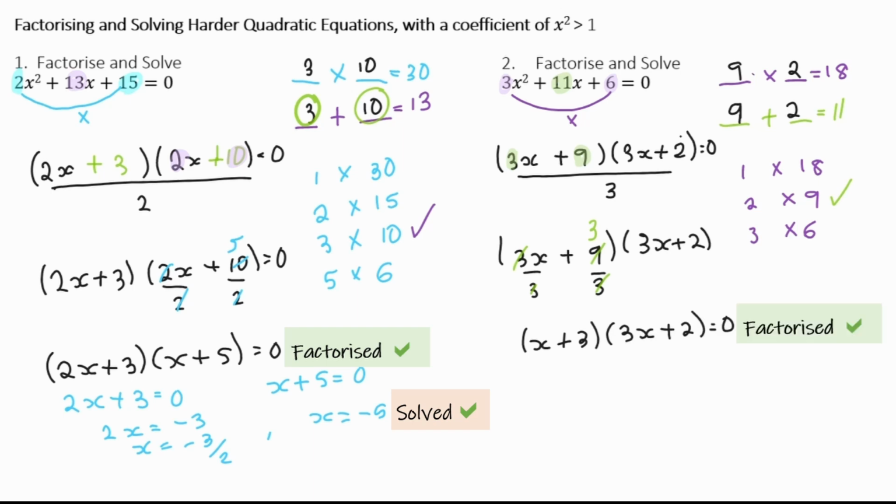This is now in its factorized form, and if we want to further go on and solve it, we would have to equate both brackets to 0. So if x plus 3 is equal to 0, that means x would have to be minus 3. And for the second bracket, if 3x plus 2 is equal to 0, we would first have to minus 2 on both sides, so we would have 3x is equal to minus 2, which means x would be equal to minus 2 over 3. And these are the solutions for number 2.